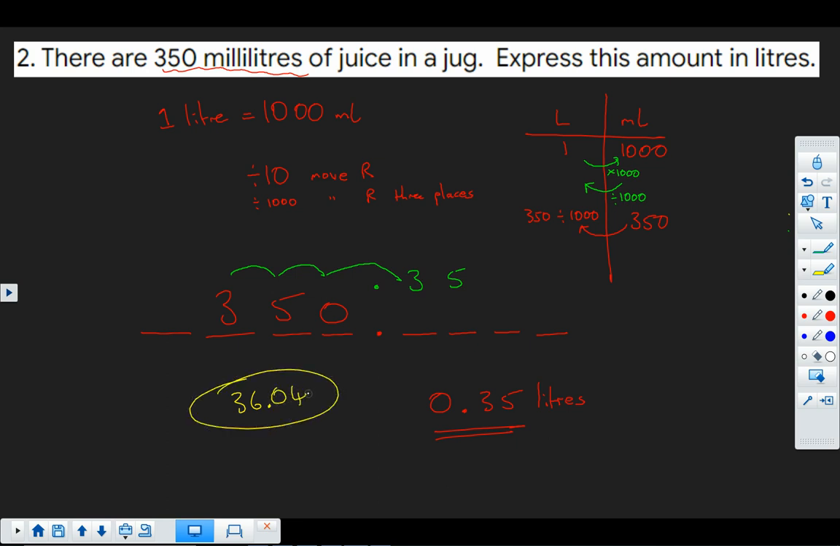Now, actually, that's about length, but exactly the same principle goes on here. Millimetres, metres, millilitres, litres, milligrams, grams. So that's important education in the metric system.